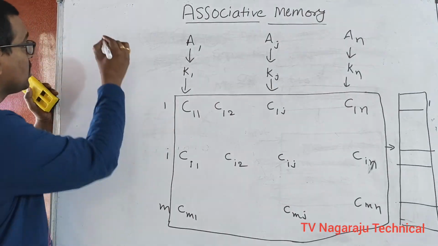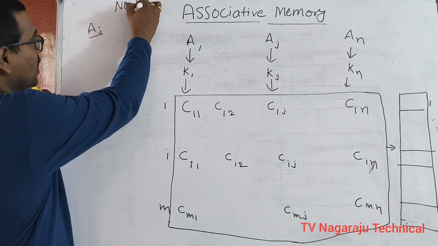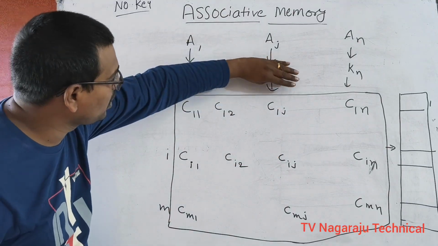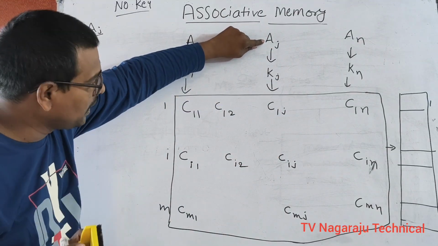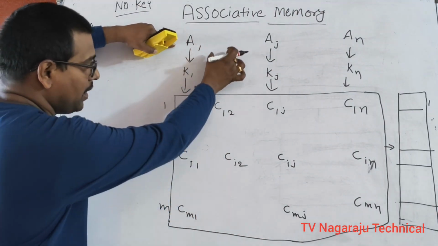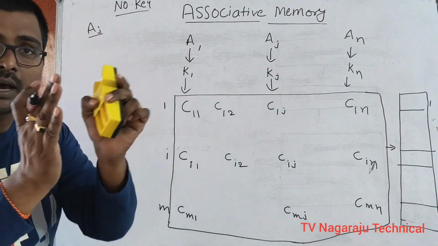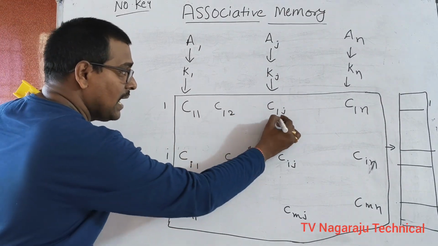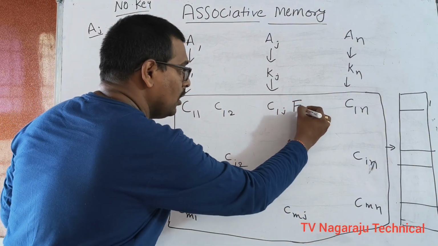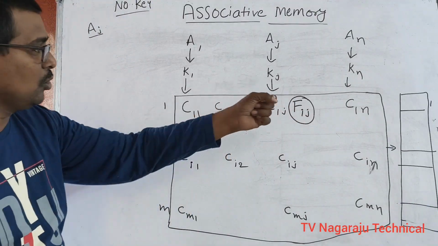Now we will derive one equation. For example, if you want to search Aj, assume initially there is no key. Just for understanding, if there is no key, how is the search operation performed? Aj, this bit, is compared with this column. In parallel, A1 is compared with this column, A2 is compared with this column, Aj is compared with this column, An is compared with this column. All happen in parallel. Assume Cij is the cell. It contains a value, either 1 or 0. Assume Fij is the term used to represent the value in the particular cell.